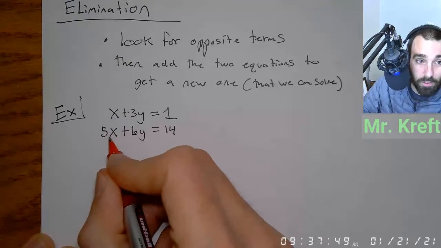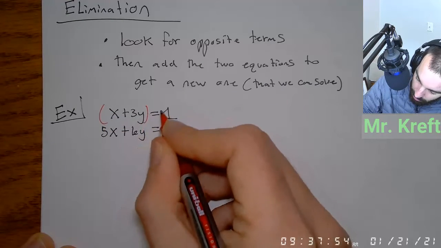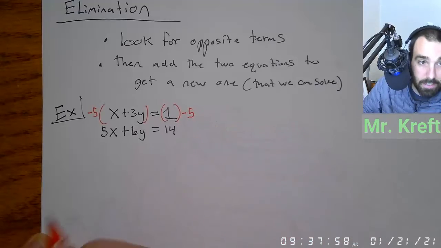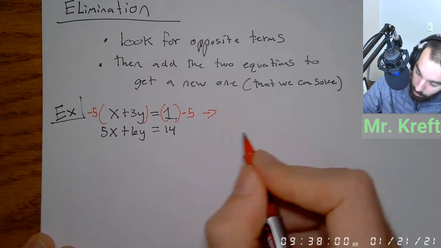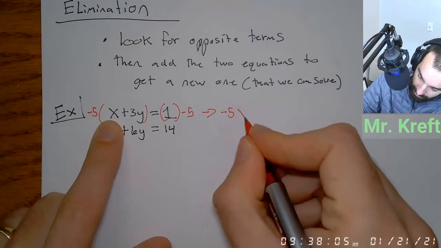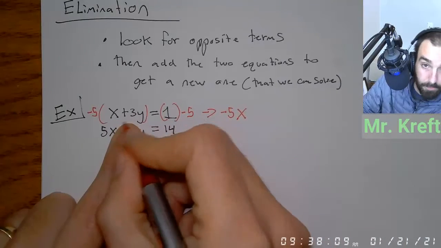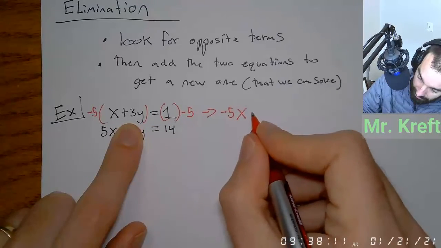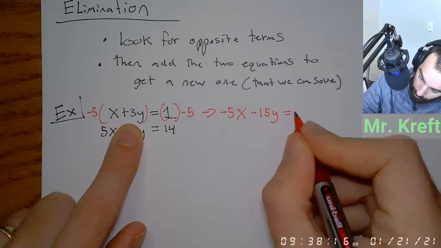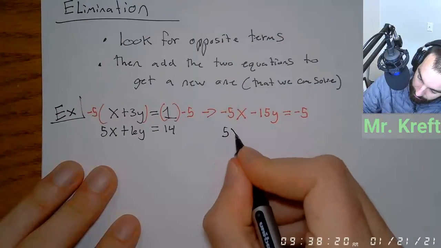Okay, so what's the opposite of 5x? Negative 5x. So what I'm going to do is I'm going to multiply the top by negative 5. And what I'm gonna end up with, negative 5x, right? So negative 5 times x is negative 5x. 5 times 3 is 15, but it's negative, so it's going to be negative 15y, and then equals negative 5, and then the bottom equation stays the same.